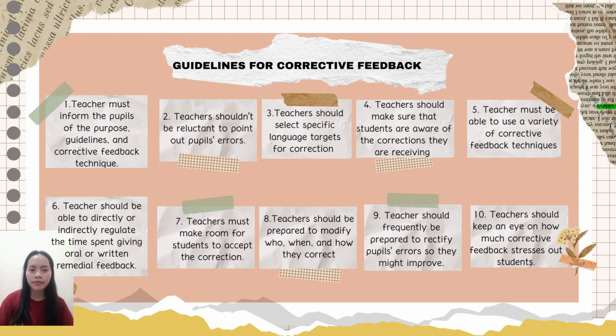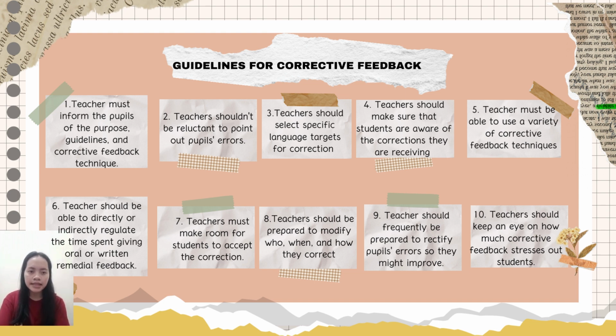The next is guidelines for corrective feedback. Number one is teacher must inform the pupils of the purpose, guidelines, and corrective feedback techniques. Number two, teacher shouldn't be reluctant to point out pupils' errors. Number three, teacher should select specific language target for correction. Number four, teachers should make sure that students are aware of the corrections they are receiving.